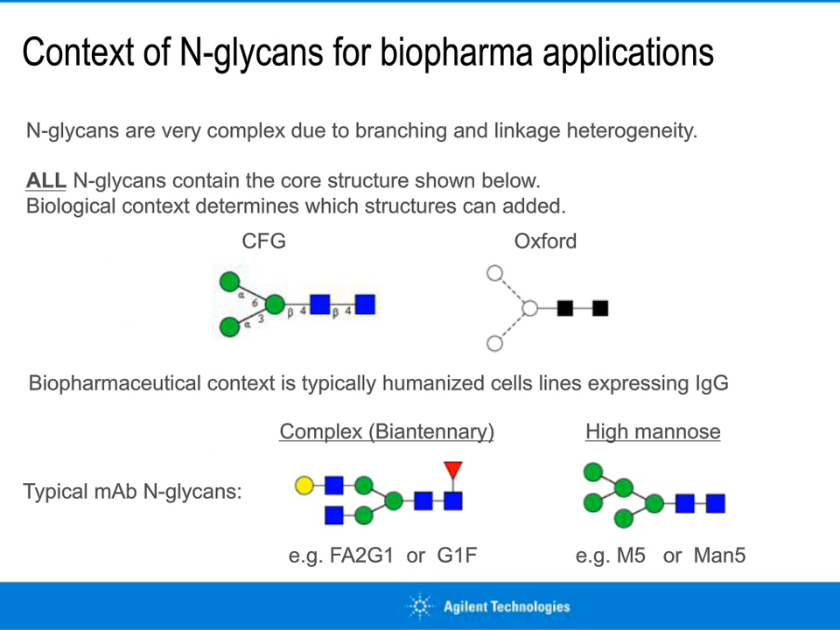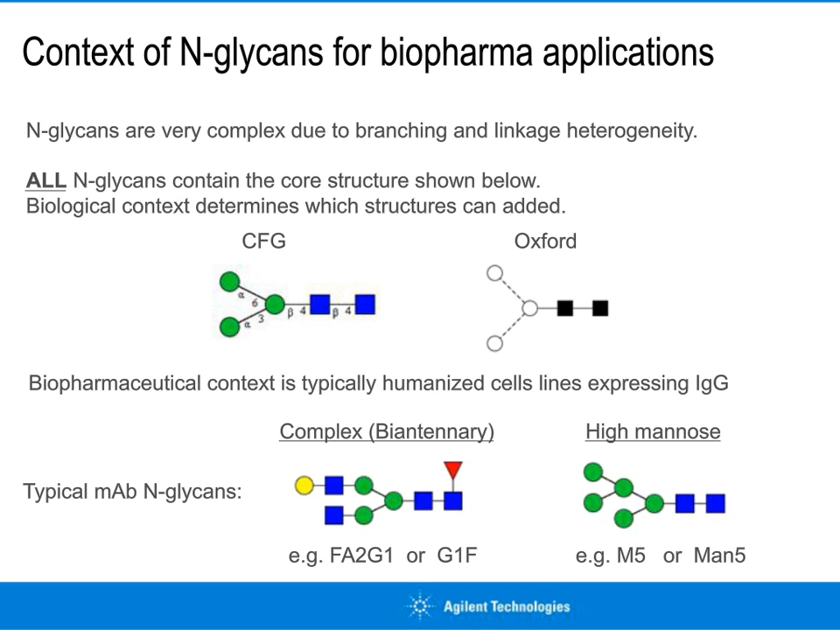In the case of monoclonal antibodies based on IgG, we expect to see glycans from just two broad families. Most of these will typically be complex-type glycans with one or two antennae, and many will have the core fucose group attached, as shown here by the red triangle. We may also see some high mannose-type glycans, which contain only branched mannose structures in addition to the glycan core.